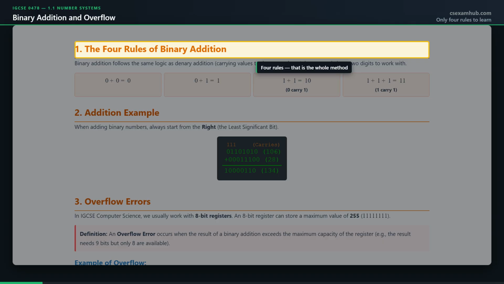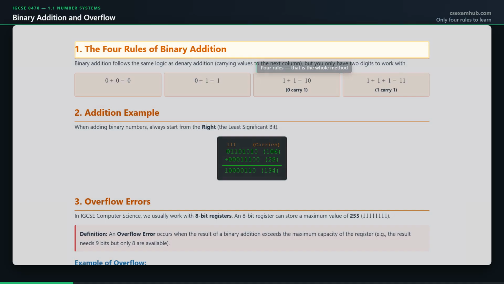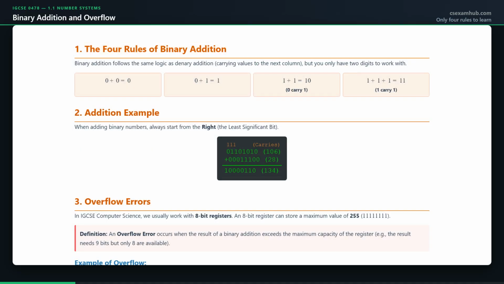Now, the third rule is the one that unsettles people, because in denary, 1 plus 1 is obviously 2. But remember what we established about bases. In binary, there is no digit 2. The symbol simply does not exist. So when a column totals 2, we do exactly what denary does when a column totals 10. We write 0 and carry 1 into the next column. It is the same mechanic you have used since primary school, just happening much sooner because the base is smaller.